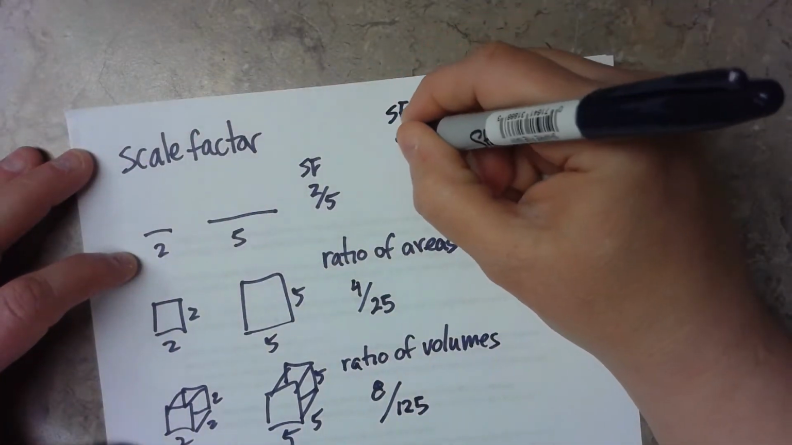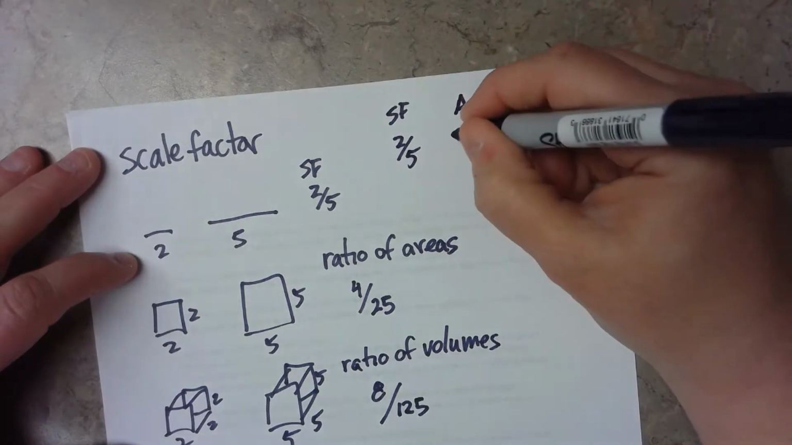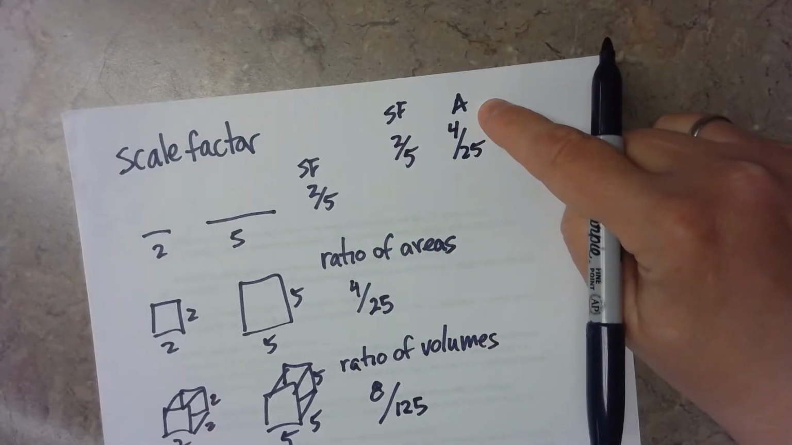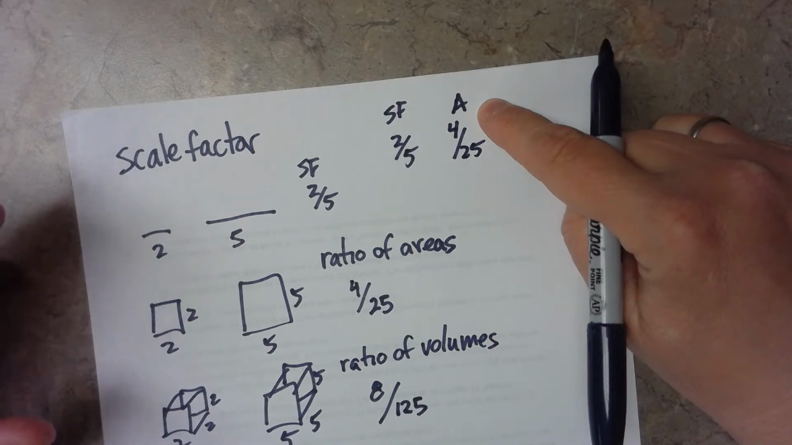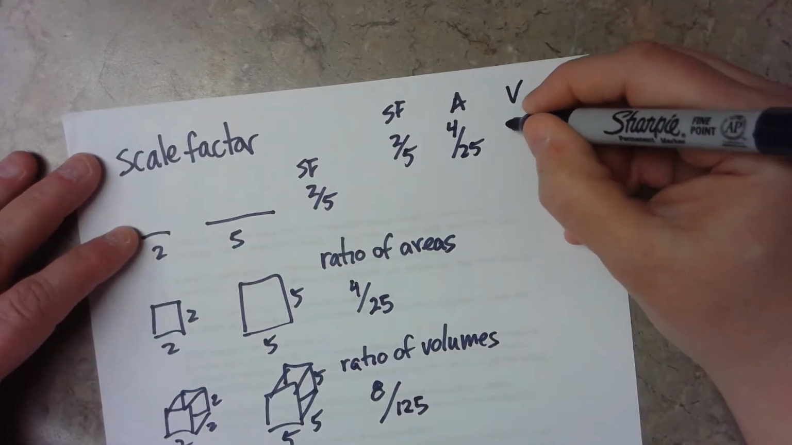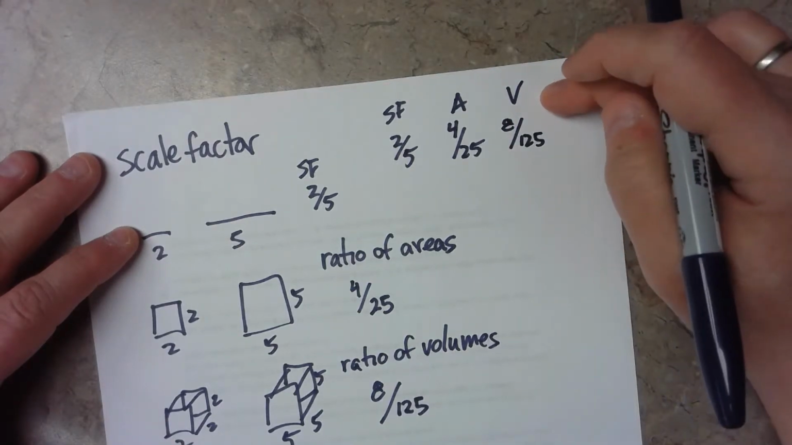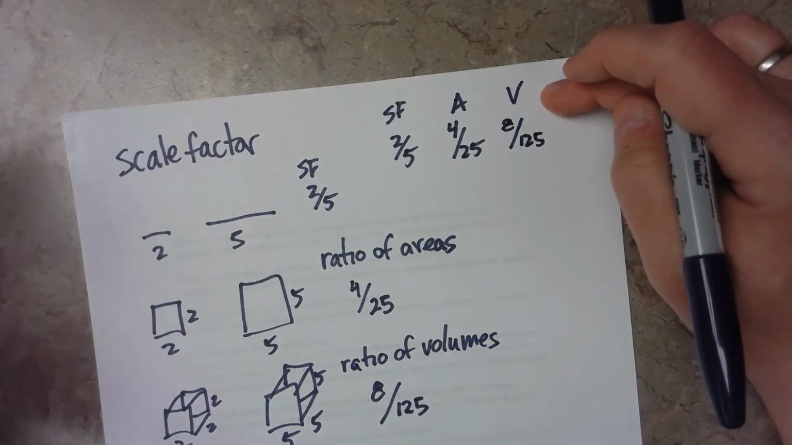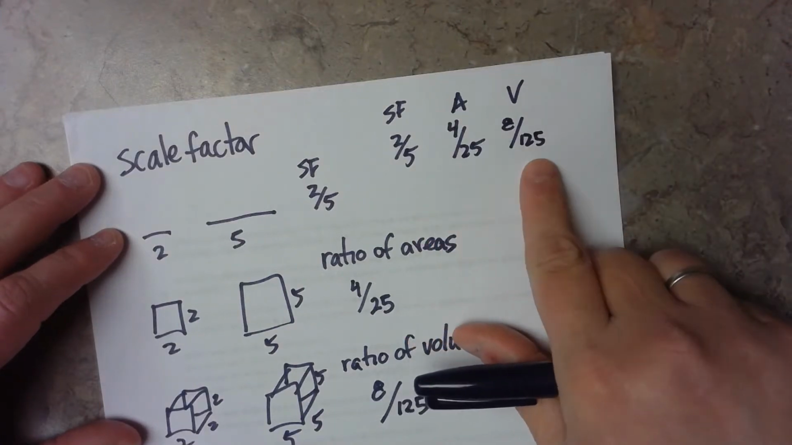So here's my scale factor, 2 to 5. Here's my ratio of areas, 4 to 25. Now remember that area is always measured in square units. So like my classroom is 300 square feet. And the volume was 8 over 125. And volume is always measured in cubic units. Like my glass will hold 3 cubic units of water. So volume is cubic.